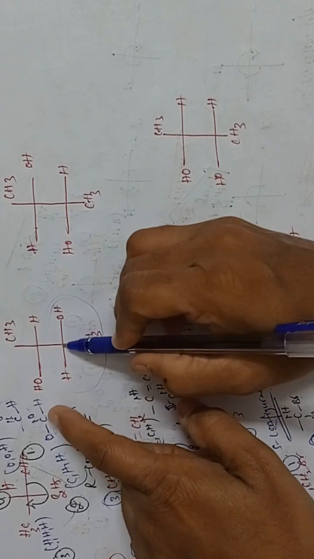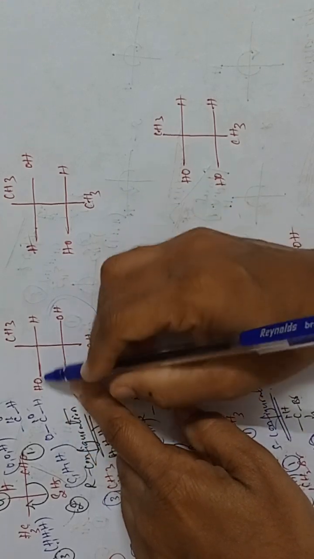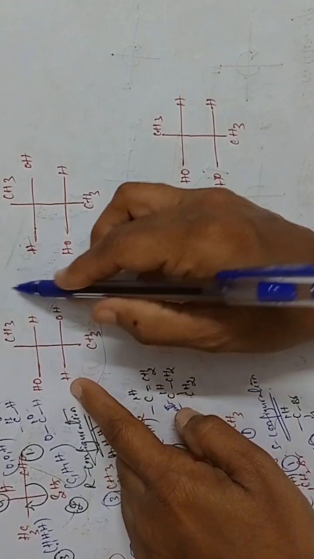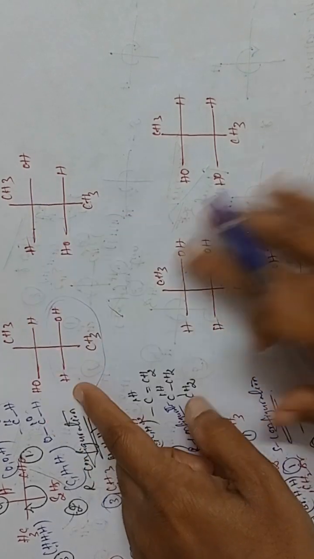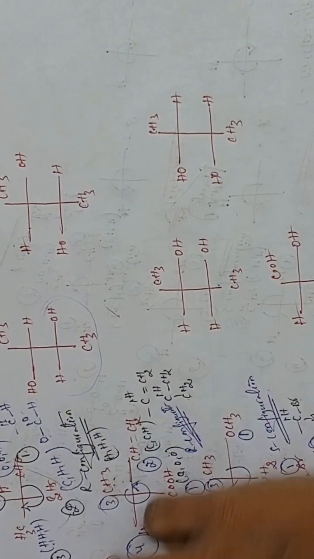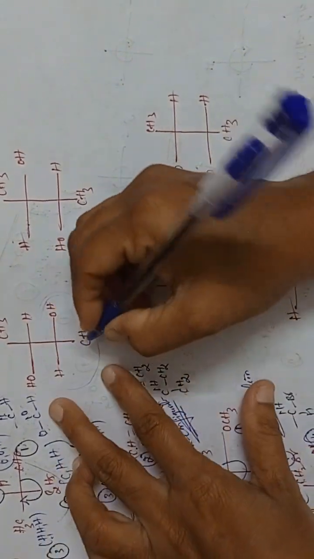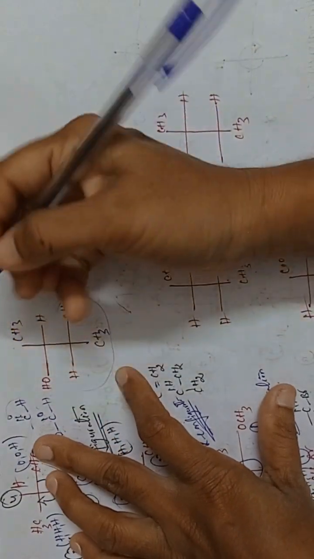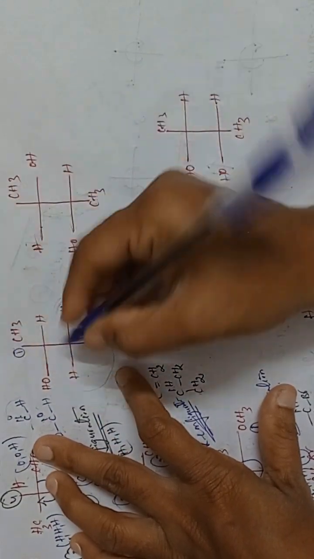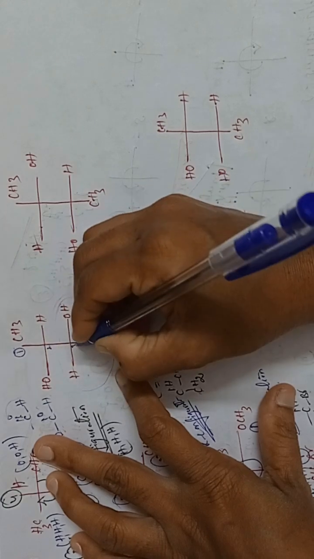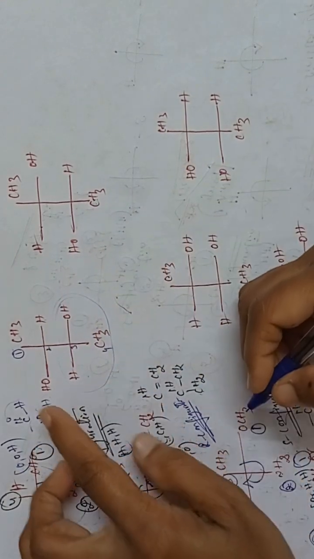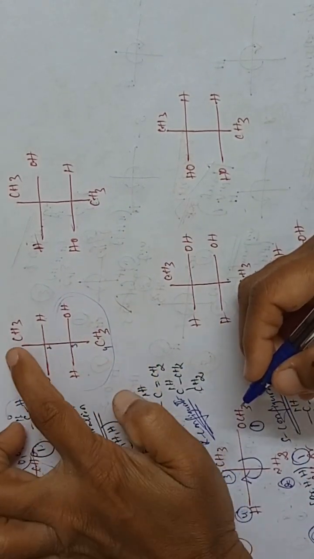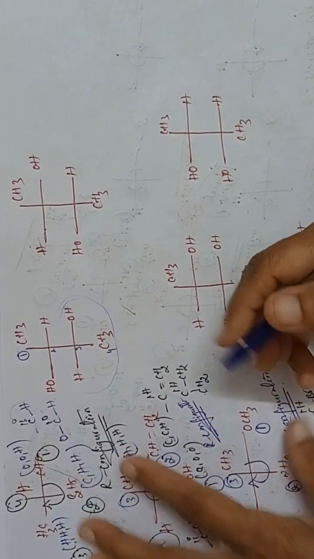If I take this as the chiral carbon, with H, OH, CH3, this group is the fourth group. Understanding? Four different groups are attached. Now see here, I am giving numbering from here. This is the first carbon, this is second, this is third, this is fourth. Four carbon atoms are there: 1, 2, 3, 4.